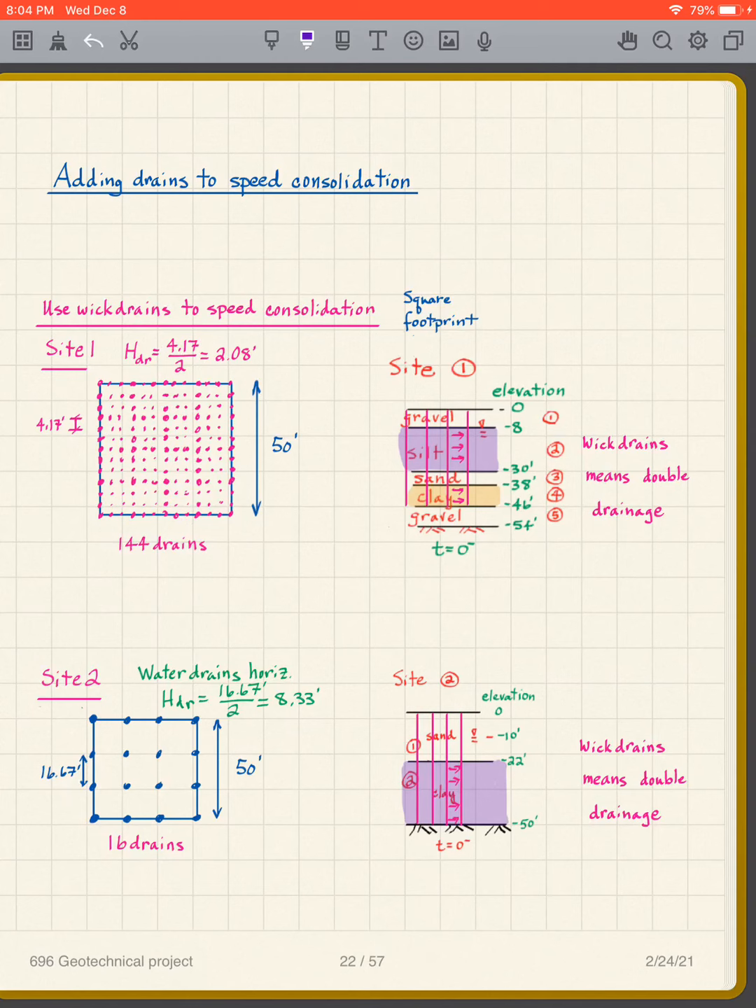And if you look how deep we have to put these drains, so at site 1, what do I have to do? I have to put the drains all the way to the bottom of the clay. So they go all the way through the silt, all the way through the sand, to the bottom of the clay. So that gives you the length of each drain. Is that distance right there. We're going to be concerned about the length of each drain a little bit later. But for now, we want the distance between drains. For site 2, the drains just go down to the bedrock.